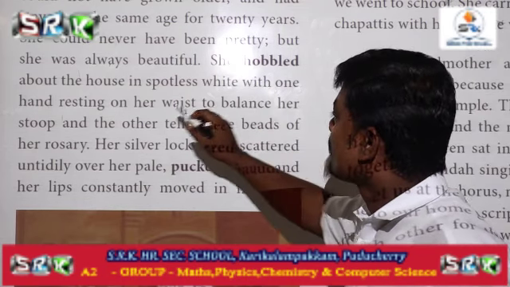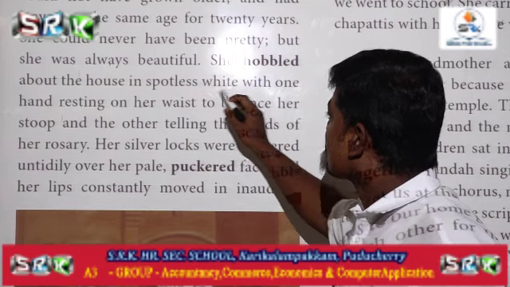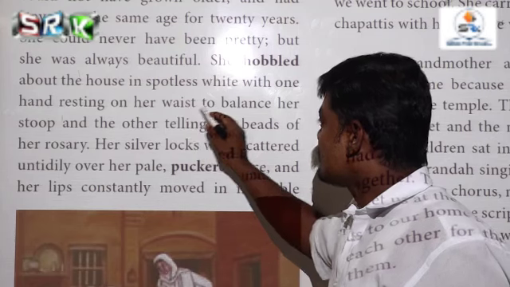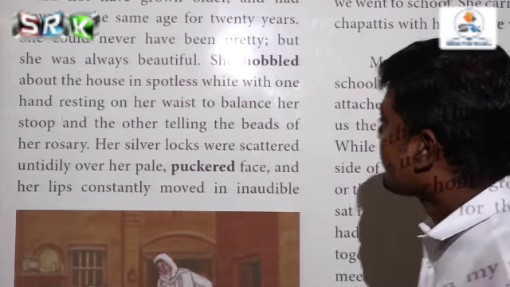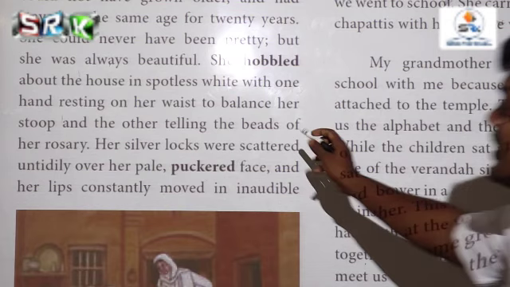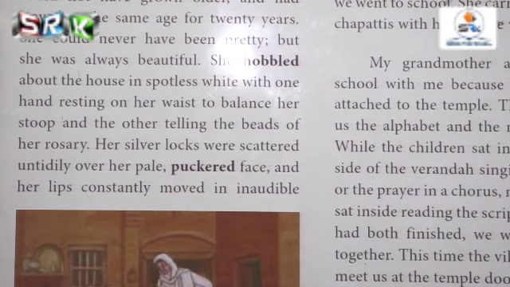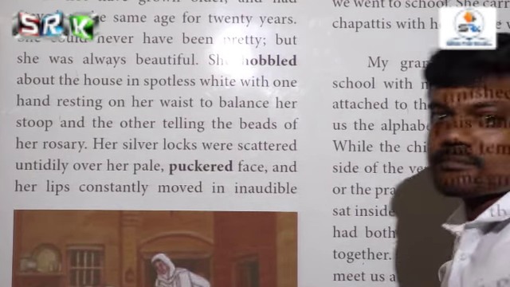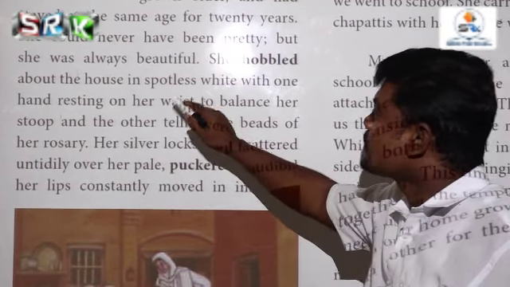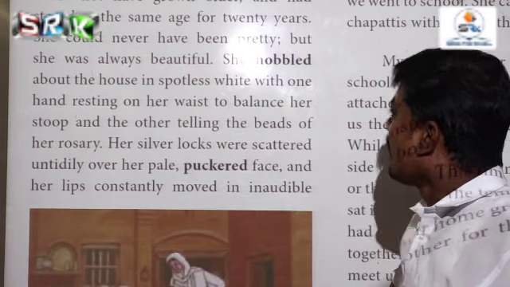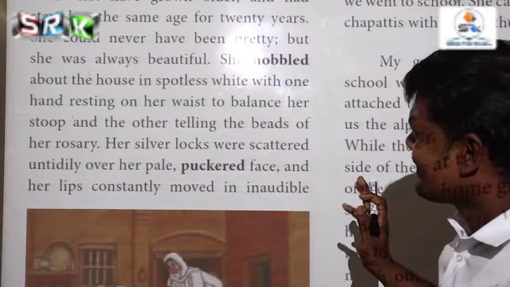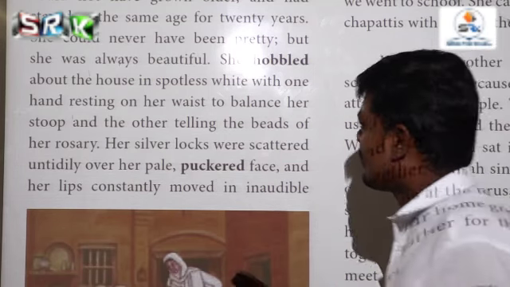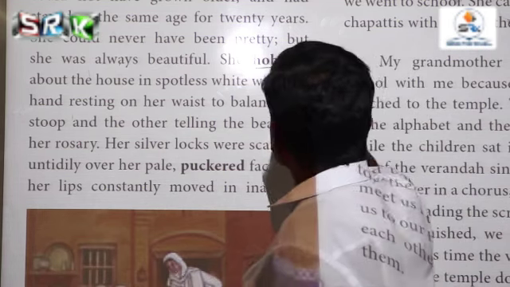She hobbled about the house in spotless white, with one hand resting on her waist to balance her stoop, and the other telling the beads of her rosary. Here she hobbled about the house in spotless white. We should understand what is hobbling. She hobbled about the house means walking unsteadily.